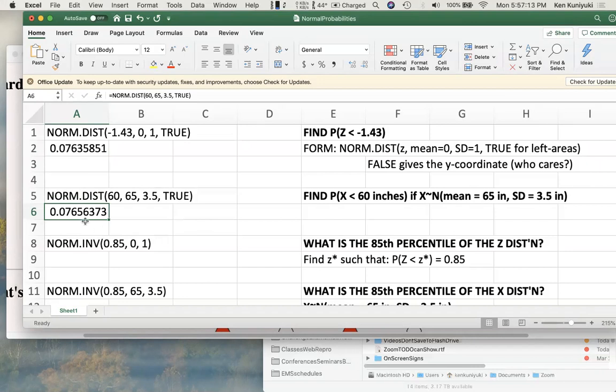I'm a little bit off, because of rounding error. The z-score was about negative 1.43, but if you used a more precise z-score, then you'd get about 0.0766. We can chalk that up to rounding error when we rounded off the z-score to 2 decimal places.